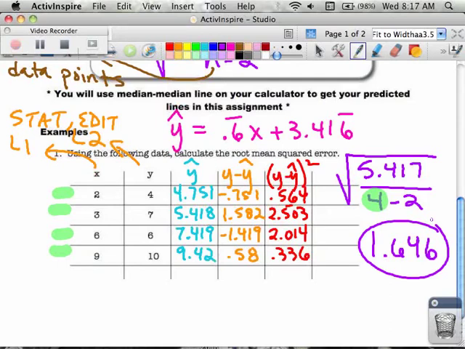In the past we've taught the median line, but for you, I don't want to use this median line. I want to use the regression line that we just worked with. This is going to help you out in statistics and AP statistics, so we're not going to use the median line. So cross off the word median. 1.646.